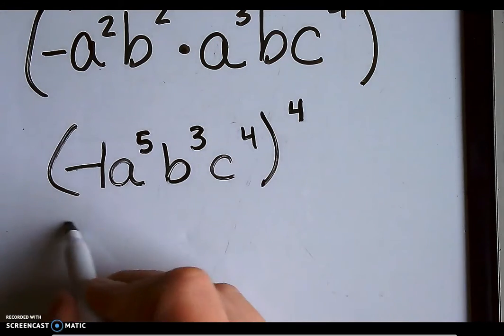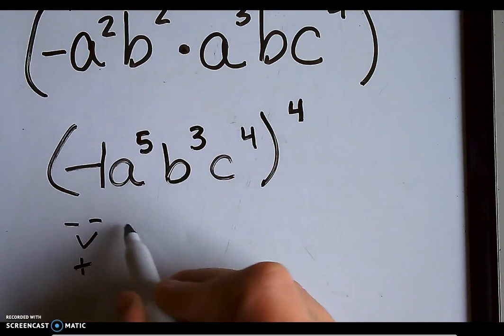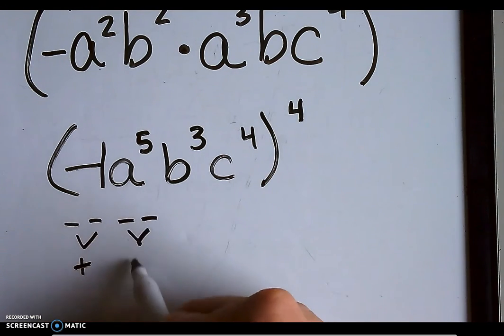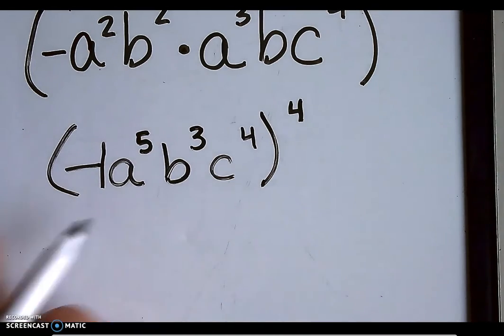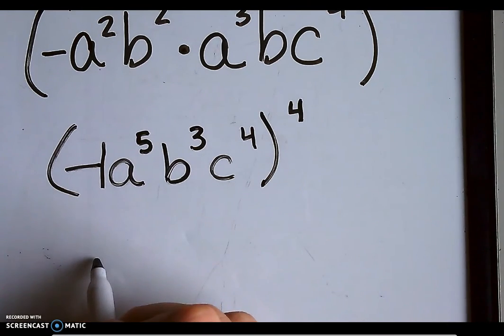And again, that's because a negative times a negative gives us a positive, another negative times a negative gives us another positive, and now I have a positive times a positive. So in that case, we've got just a +1 as our coefficient.